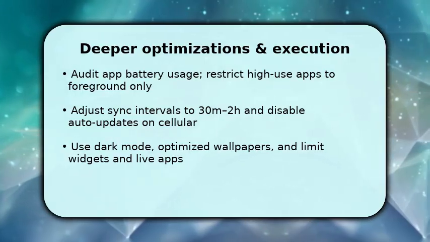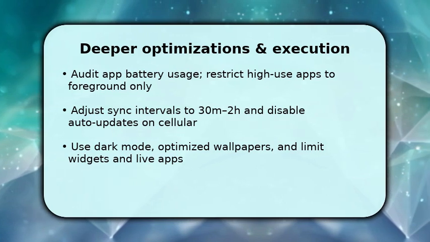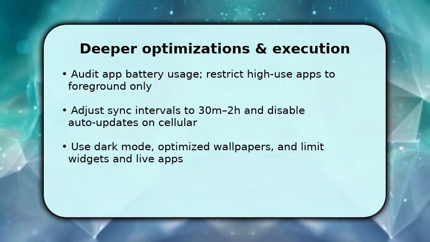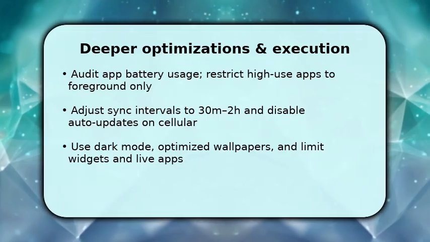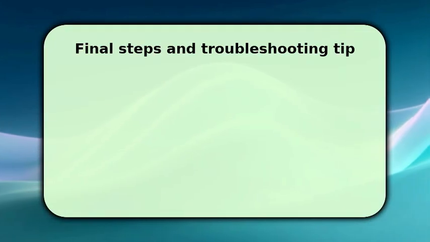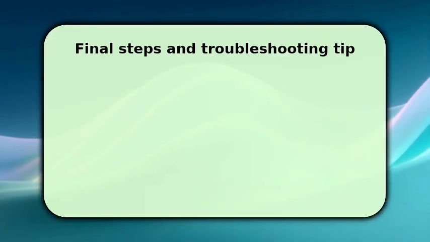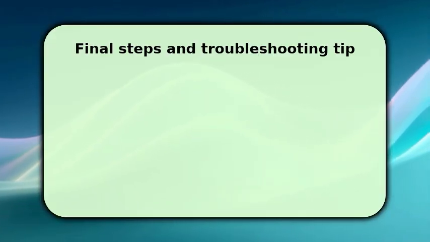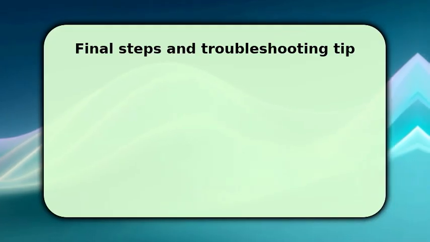Also, update firmware and apps on Wi-Fi to get efficiency fixes. These system updates often include background task improvements. Finish by locking in your new routine. Apply all changes, restart the device, and charge it fully to solidify system recalibration.